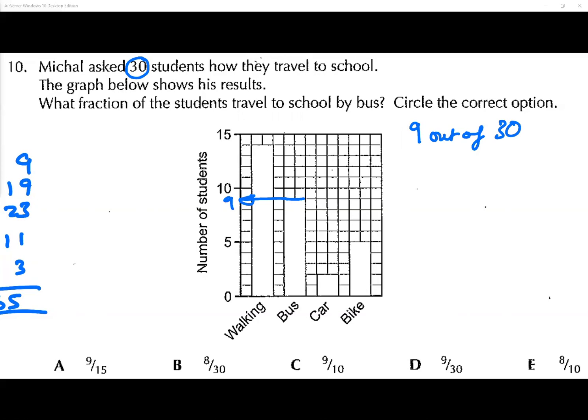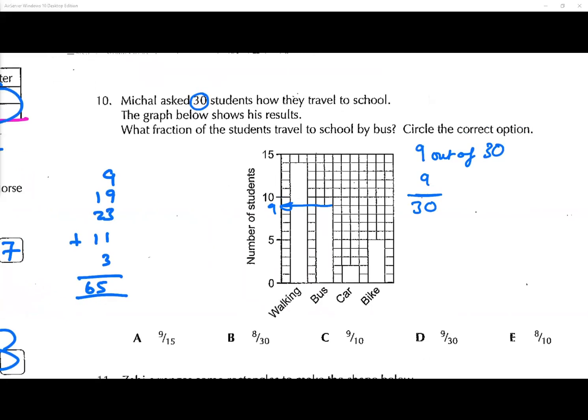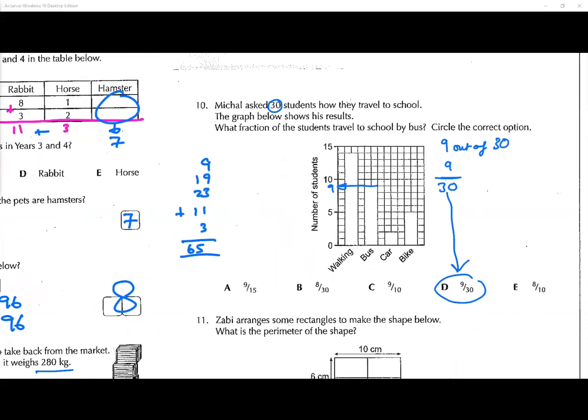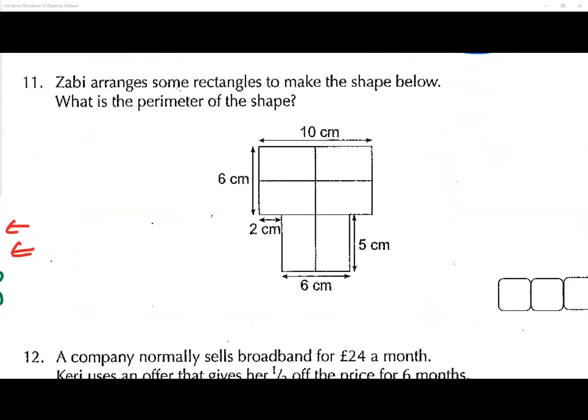Okay, I think we lost Umeza there. So 9 out of 30, you put the 9 on top and the 30 on the bottom. Now, can you cancel that down for me? Number 10, there you go, 9 out of 30, exactly right there. So they haven't cancelled it down, they've left it as it is. We could cancel it down, but that's not necessary. Okay, lovely question.